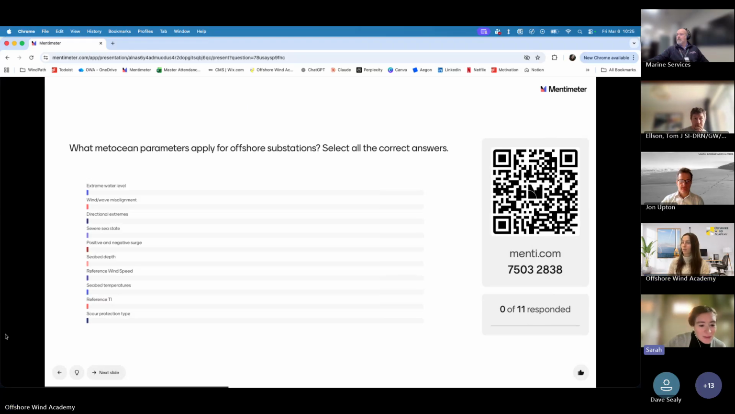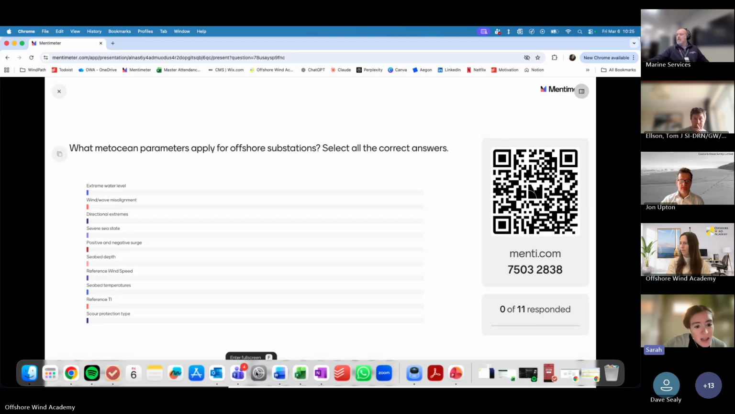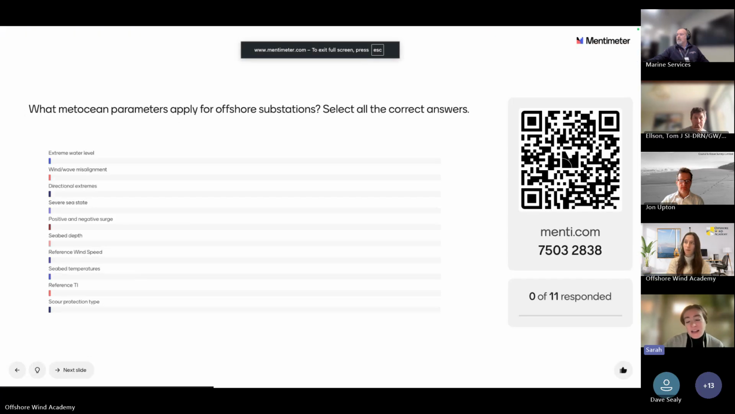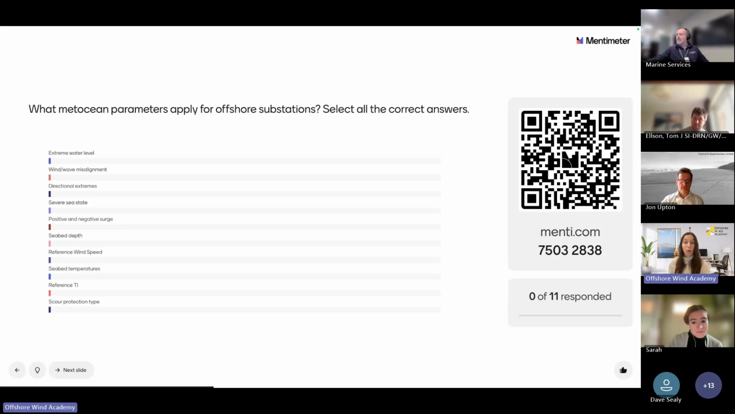So the words are a little small here, but I'd love your perspective. How many Metocean parameters apply for which of these for offshore substations? And you can select multiple options, by the way. That's right.